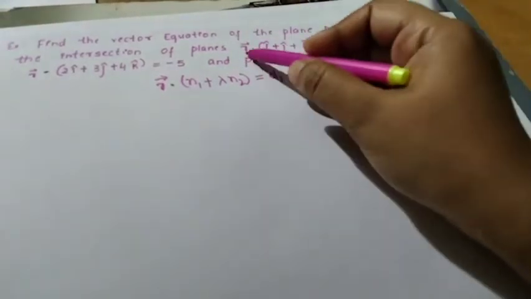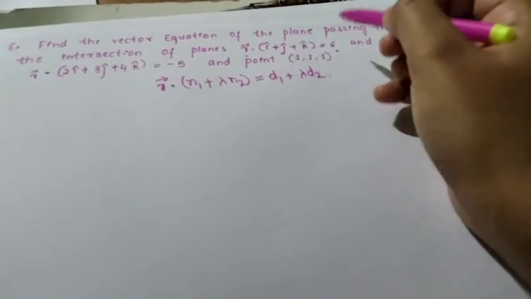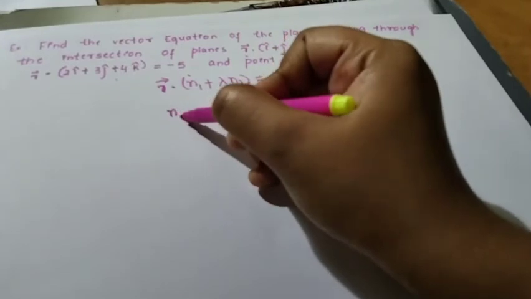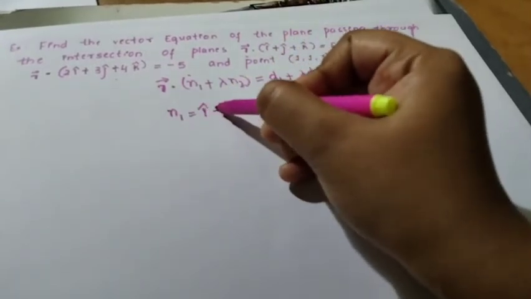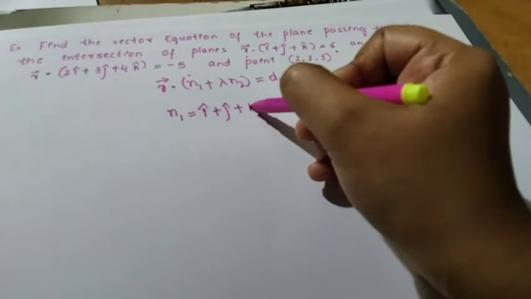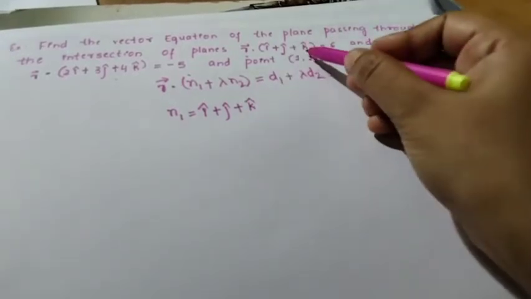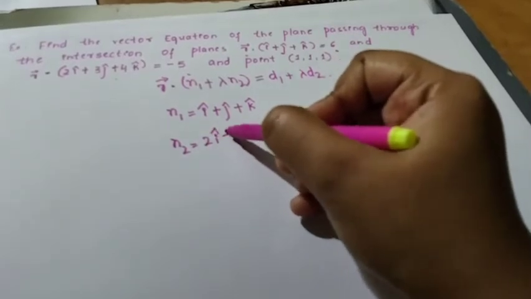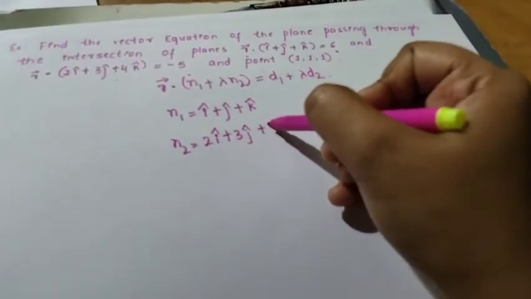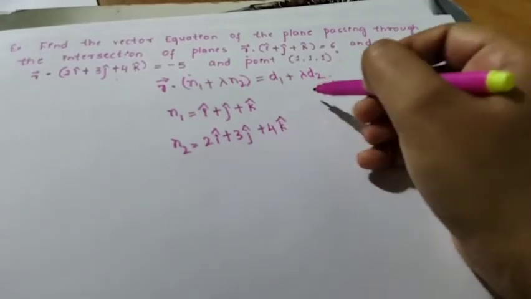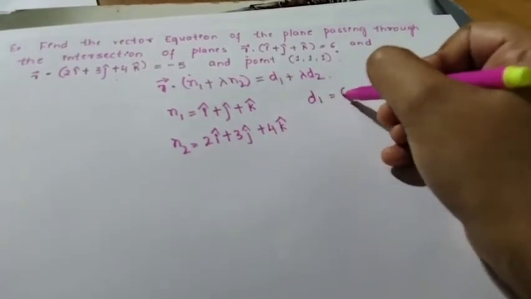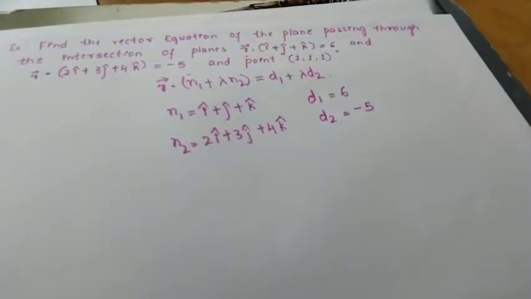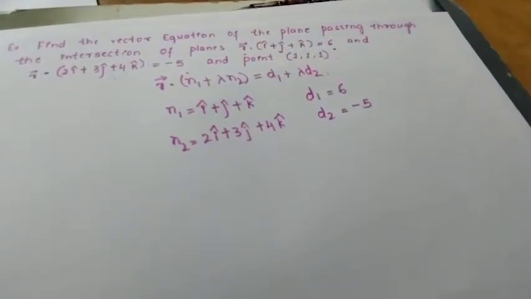So they have given r dot n1 is equal to d1 and r dot n2 is equal to d2. So I write the n1 value as i plus j plus k, given here. Next, the n2 value is 2i plus 3j plus 4k. The d1 value is given as 6 and the d2 value is given as minus 5. Okay, all the values are given to you.